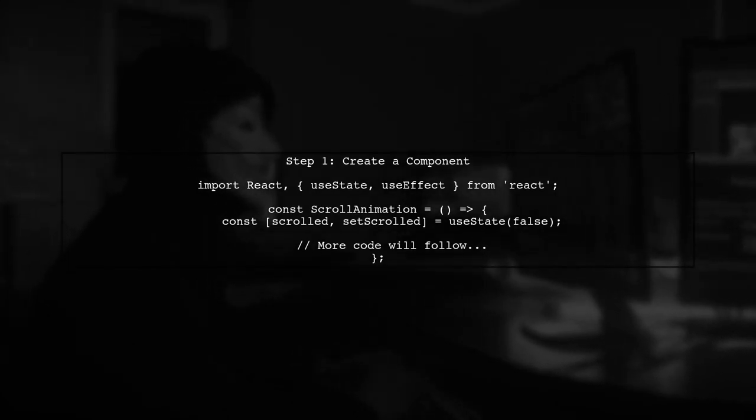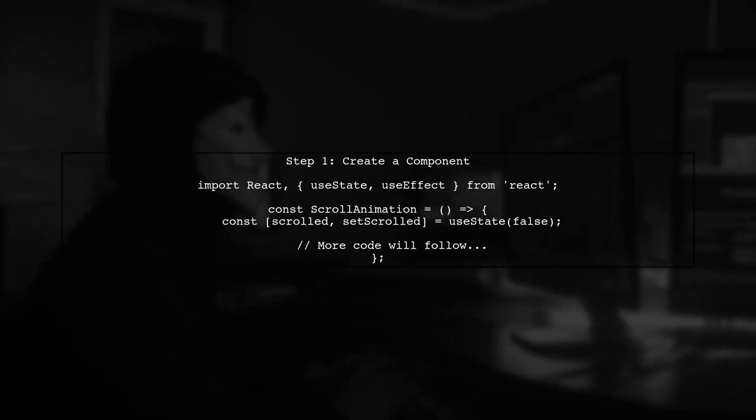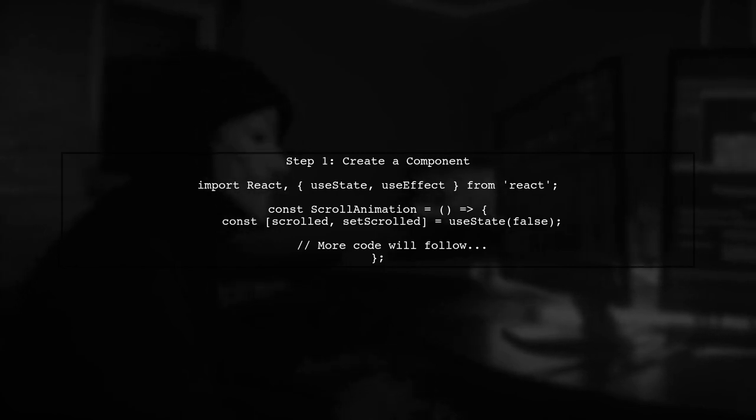Let's get started. To trigger animations based on scroll position in a React app, we first need to set up a state to track the scroll position. Let's start by creating a new React component.